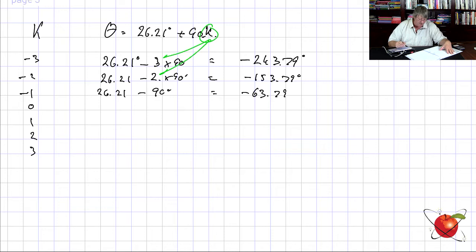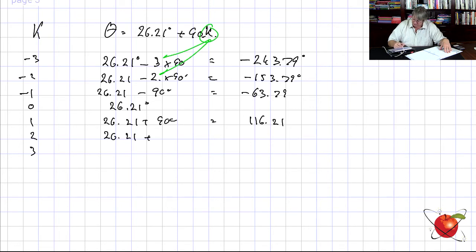Okay? 0 is 26.21 degrees. Please don't forget 0. 26.21 plus 90 degrees is 116.21. 26.21 plus 180 degrees is equal to 206.21. And lastly, it's 26.21 plus 3 times 90 degrees, which gives us 296.21.